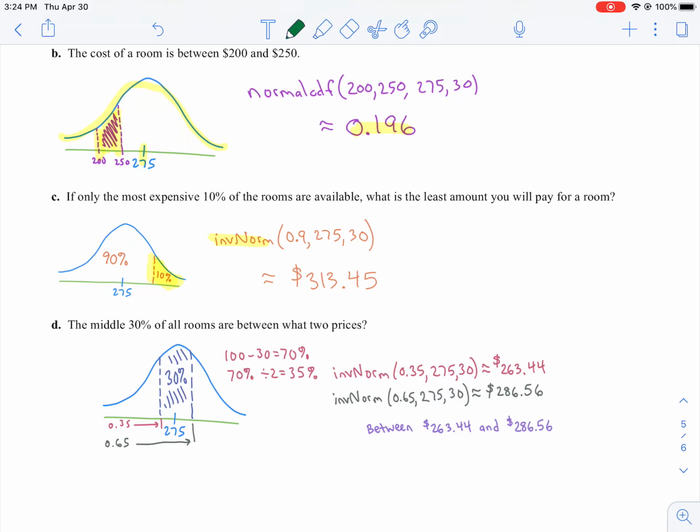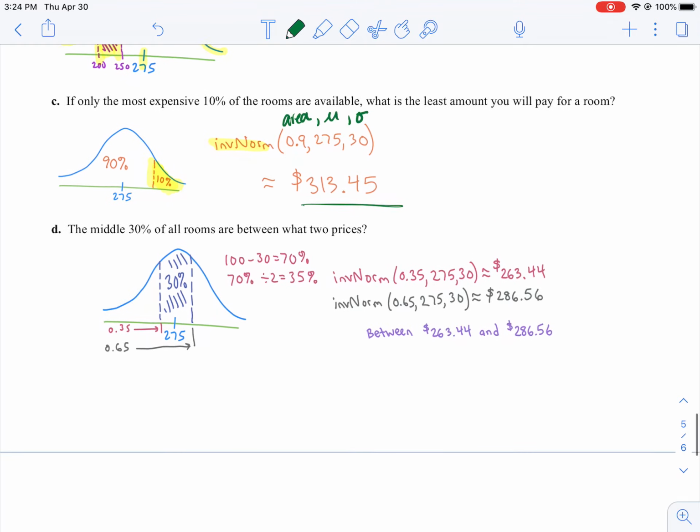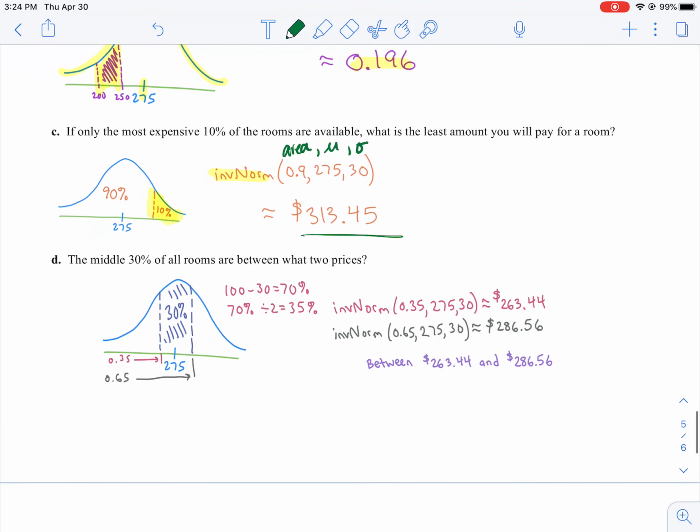And for that, you're going to enter the area to the left of it, the mean, and the standard deviation. And depending on your calculator, you can enter the area to the right of it. It depends on if your calculator does that or not. And so $313.45 would be the least amount of money you would pay if you were in the most expensive 10%.